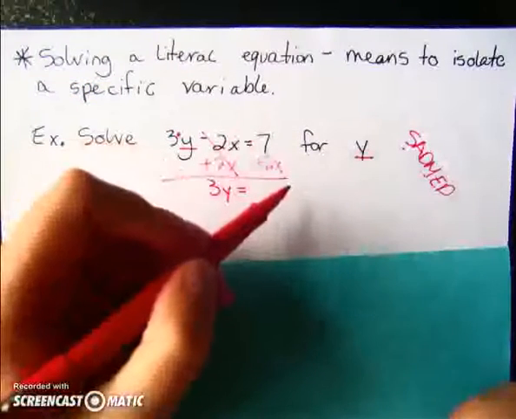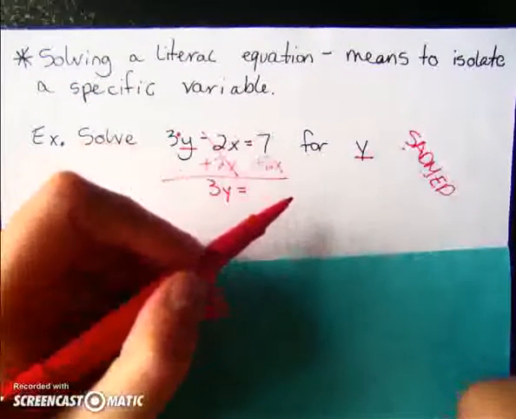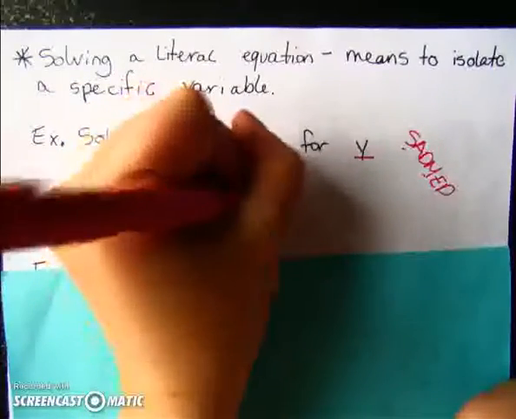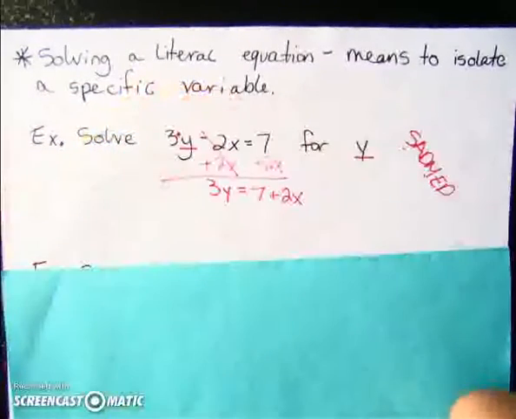7 and 2x, those are not like terms, and so I can't combine them. So that's just going to have to be 7 plus 2x. Okay? Again, I can't really simplify that.